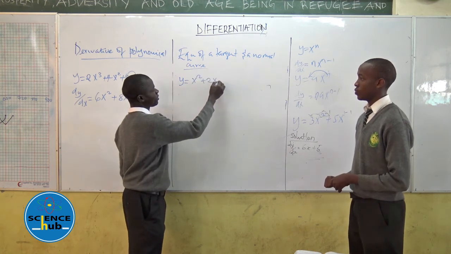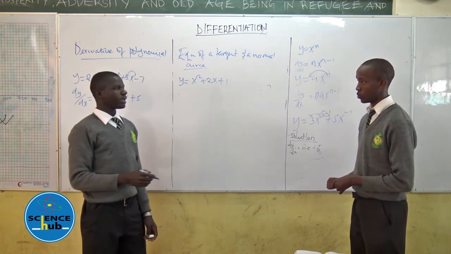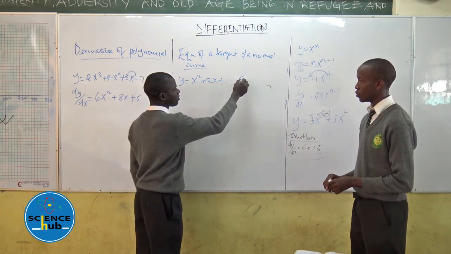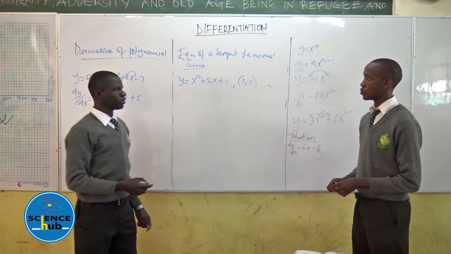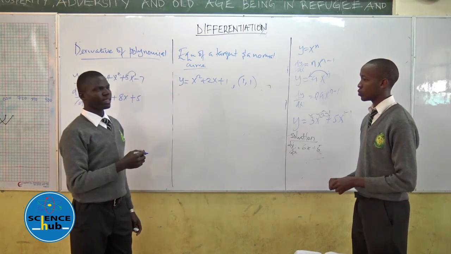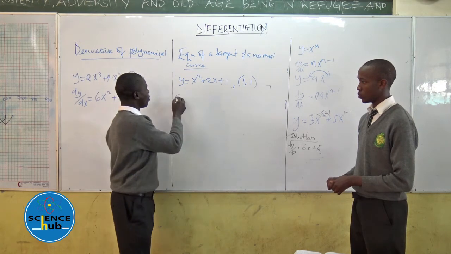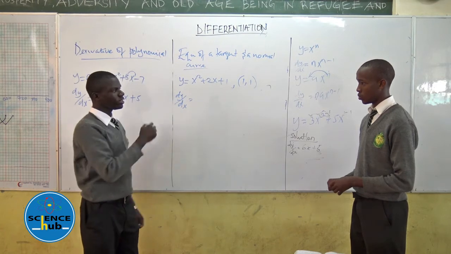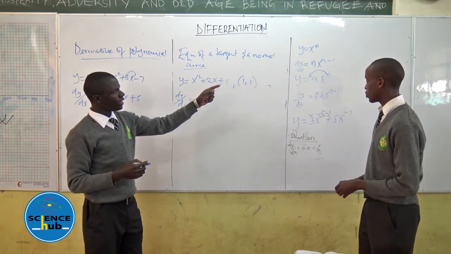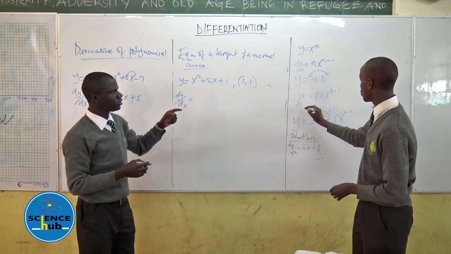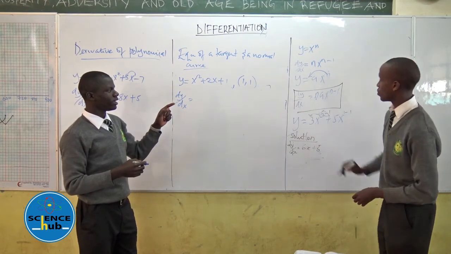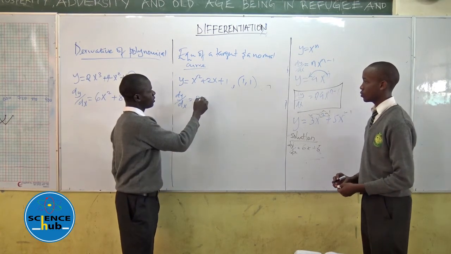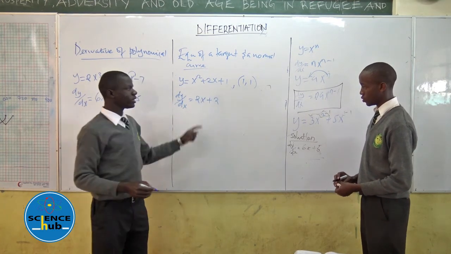plus 2x plus 1, but the points are now given where it cuts, let's say it's (1, 1). Finding the gradient, since it will be now dy over dx, you will still do the same using the formula a x raised to n minus 1. By now it will give us n a x to the n minus 1. So this will give us 2x plus 2. This one is our gradient.